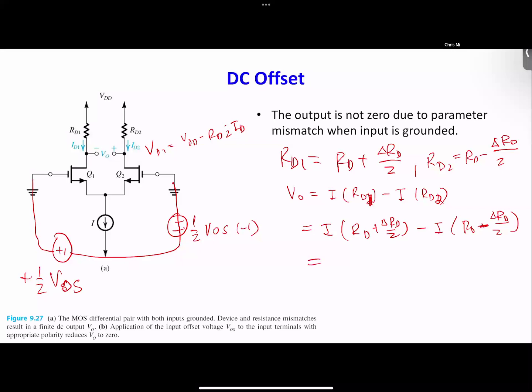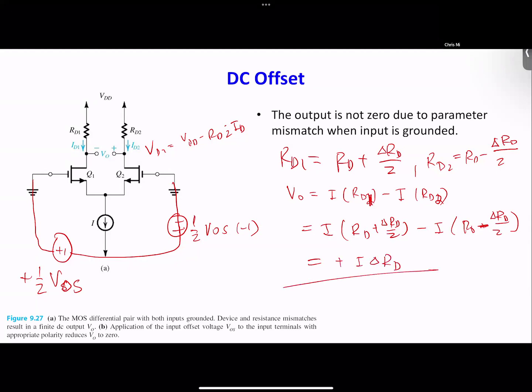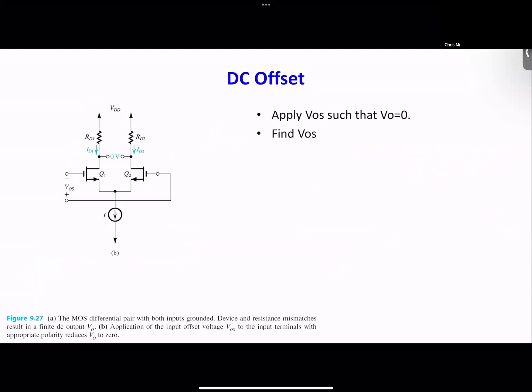And then the RD is going to cancel, so eventually this is really equal to I times that RD. So that's what you have before we apply this voltage. Before we apply it, just assume there's a difference between these two, and if we assume the current is the same, this is going to be the mismatch, and this mismatch, as we illustrate, can be balanced by applying a voltage at the input.